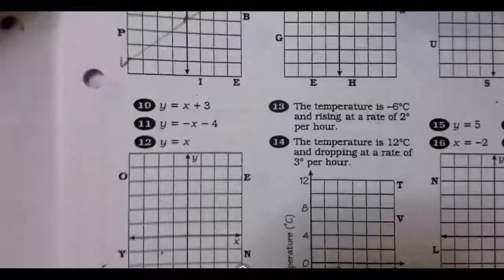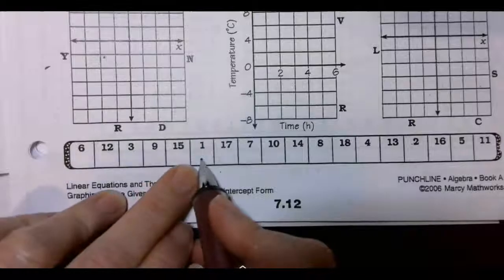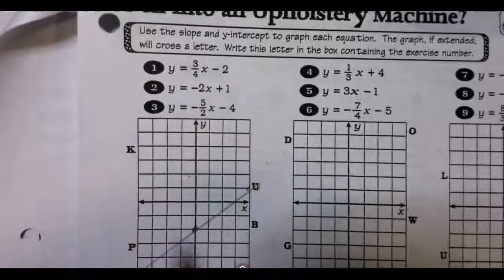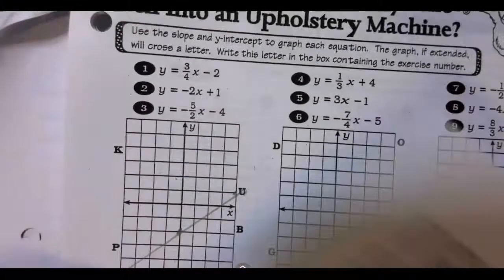So now I come down to the bottom. U goes with number 1. So here is U. Are there any other number 1s? No. Okay, so you get the idea. You're going to have to do these 2 lines also on this grid. So you're doing this assignment.